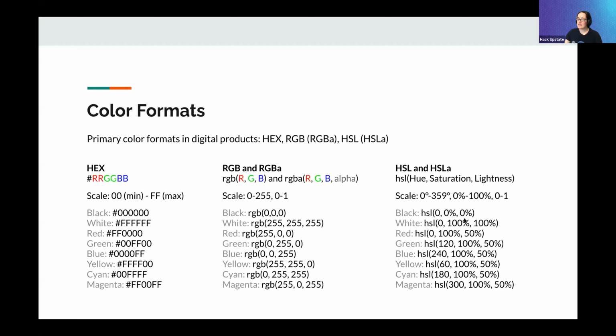HSL is really nice if you want to create a scale of a color that adds black and white. It's really easy because you can just pick your hue, and then take your saturation and your lightness and bump them up and down to make your scale, which is a lot harder to do in hex and RGB because you have to know how they mix together. So HSL is really nice because you just pick your color and say I want it darker, I want it lighter. And it also has that alpha transparency piece to it.